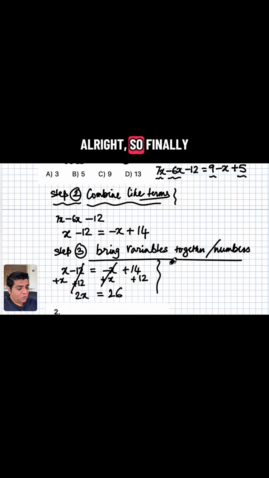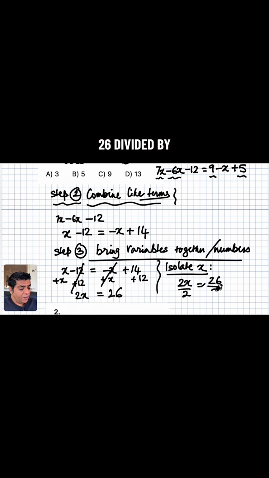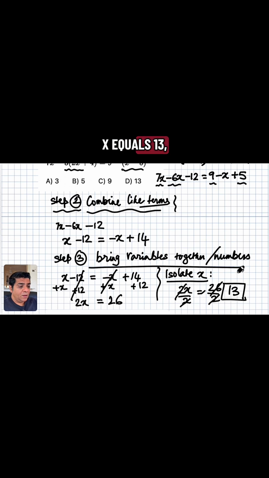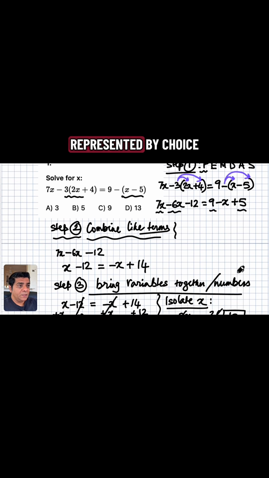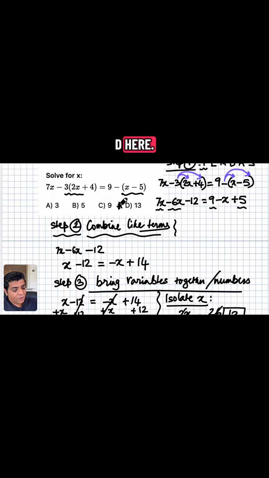All right, so finally we're going to isolate x. In order to do that, I'm just going to take 2x and divide both sides by 2. 26 divided by 2. So that cancels the 2, and then the 2 goes into 26 13 times. And so this is our final answer. X equals 13, and this is represented by choice D here. Okay, so that is our final answer.